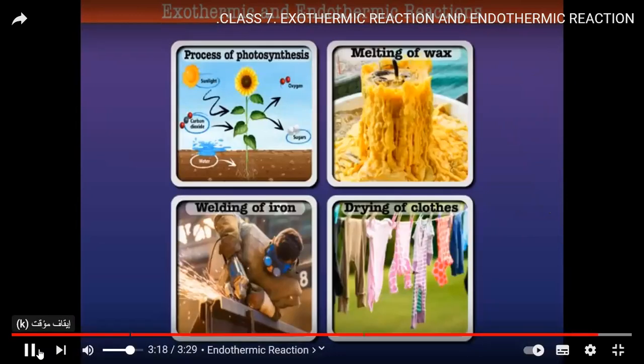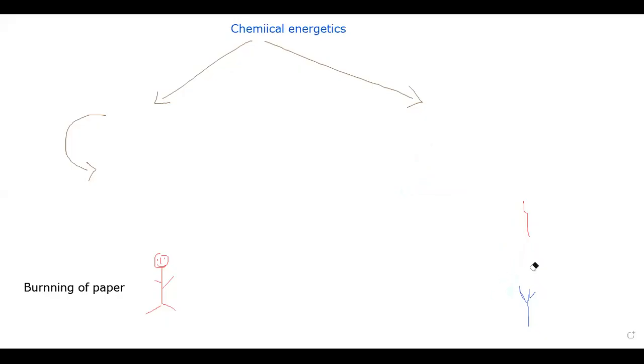Observe some reactions taking place in your everyday life and classify them as endothermic or exothermic reactions. Okay? Is it clear now? Any question about exo and endo? Okay. Now let's start calculations. This is just an introduction about the topic.